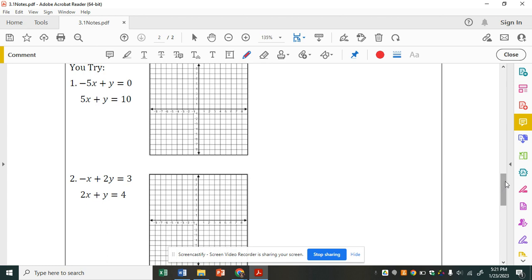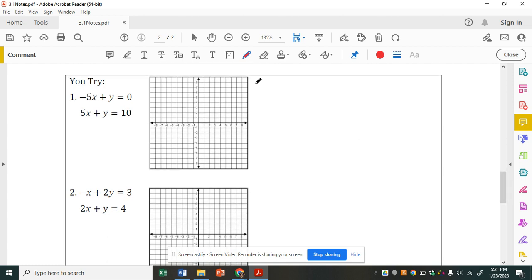Okay, so now that we're back here, on number 1, my equations are negative 5x plus y equals 0 and 5x plus y equals 10. Okay, I want to write both of those equations in slope-intercept form, right? So in this case, if I wanted to isolate my y, I would bring the x over. Since it's negative, I have to add it.